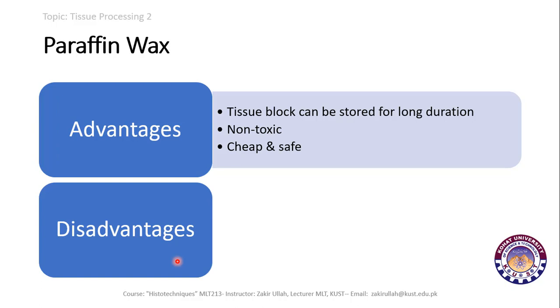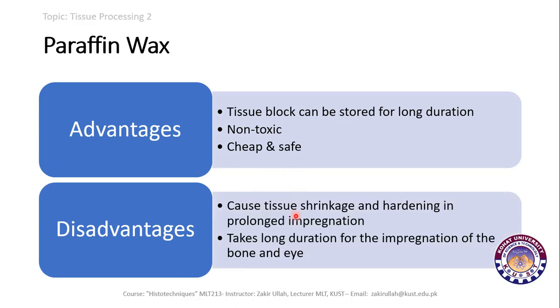But the disadvantage, the issue with paraffin wax, is that if the tissue is impregnated for a prolonged time, then this causes shrinkage as well as hardening of the tissue. And in certain cases, for example in case of bone, cartilage and eye, this impregnation takes longer time than other tissues. So these are the disadvantages of paraffin wax as an impregnating medium.